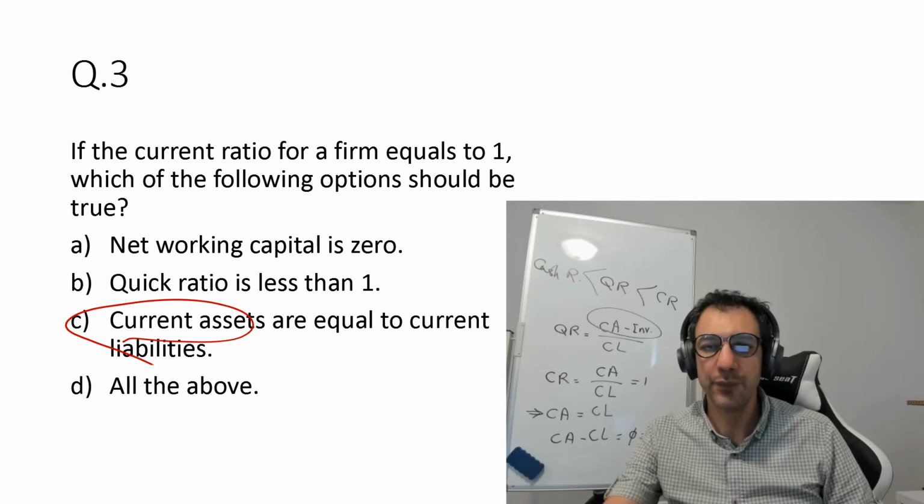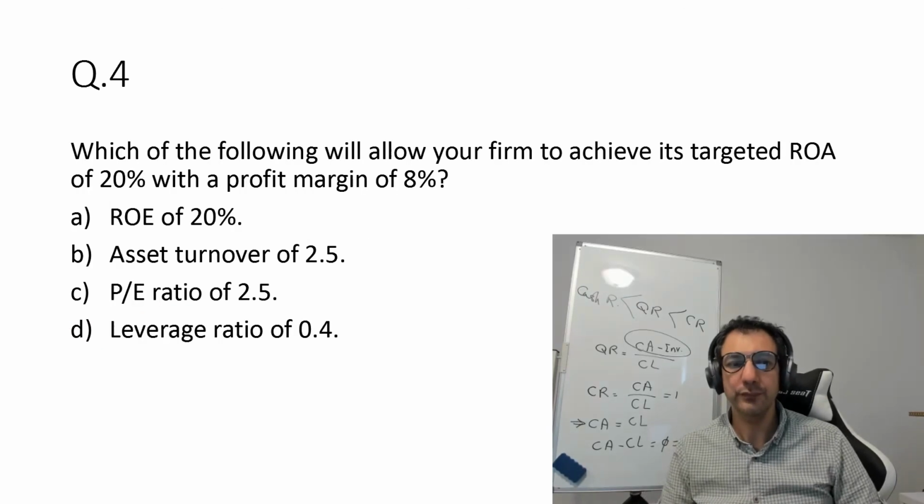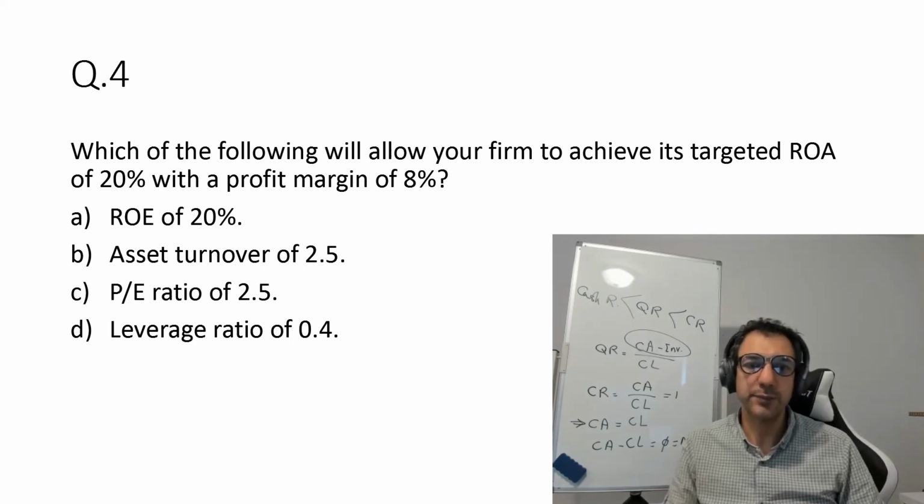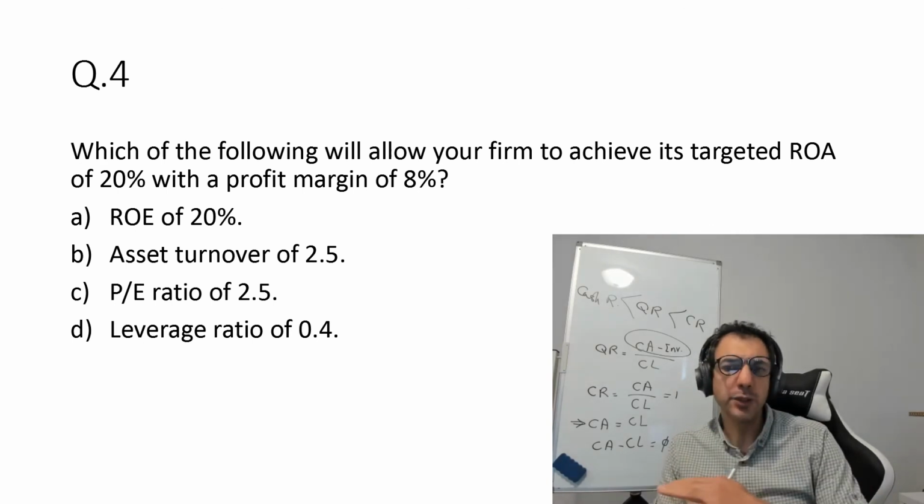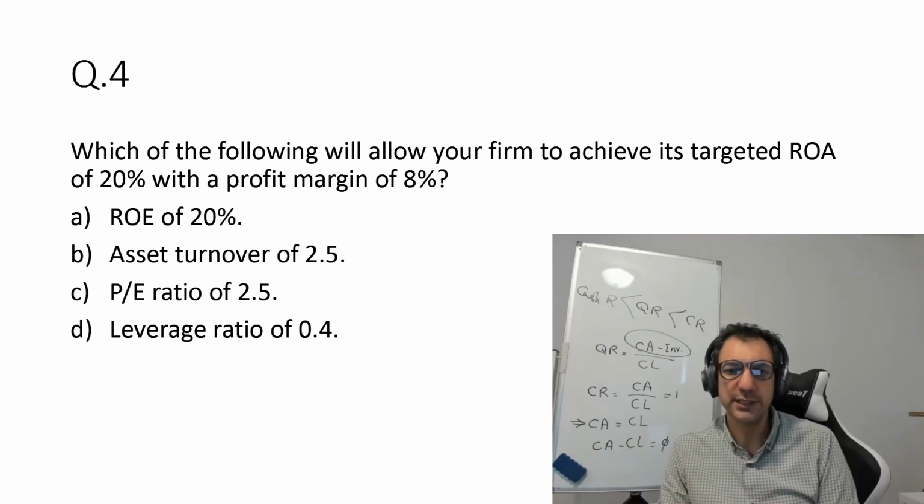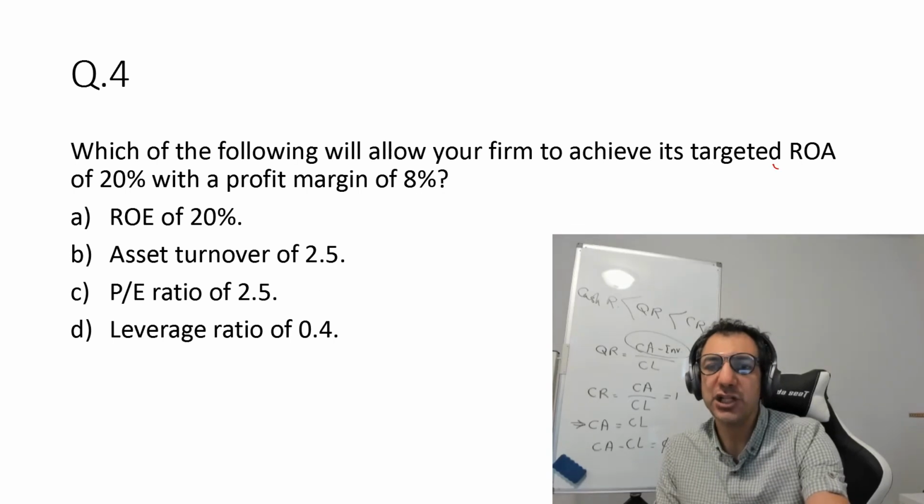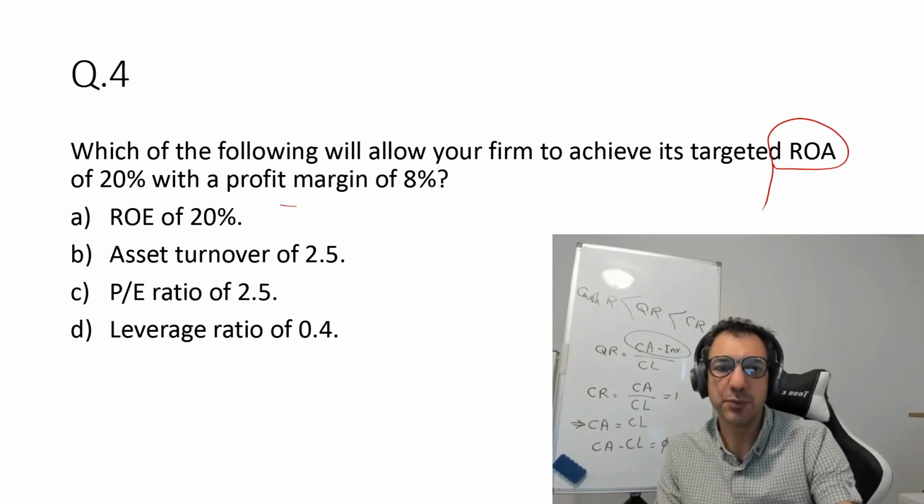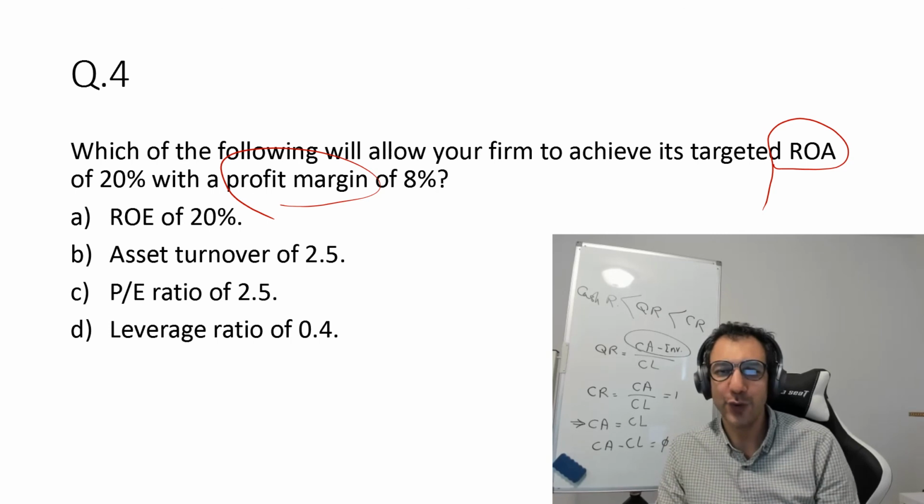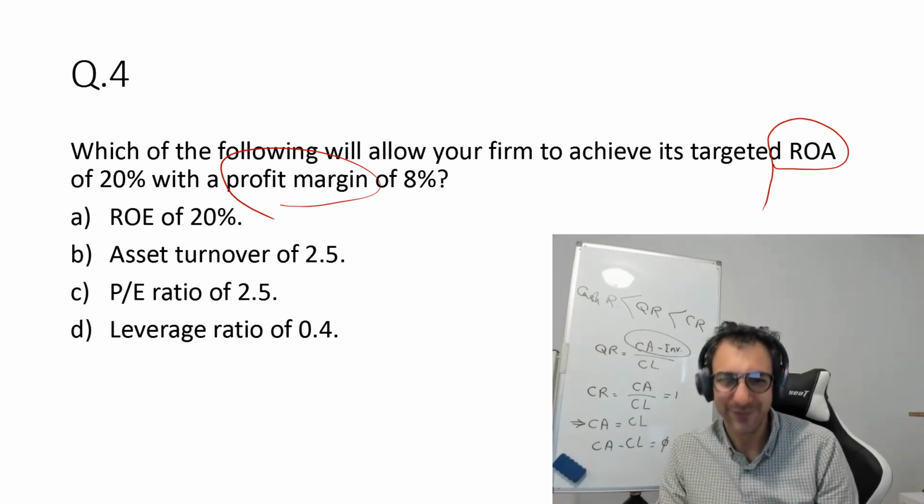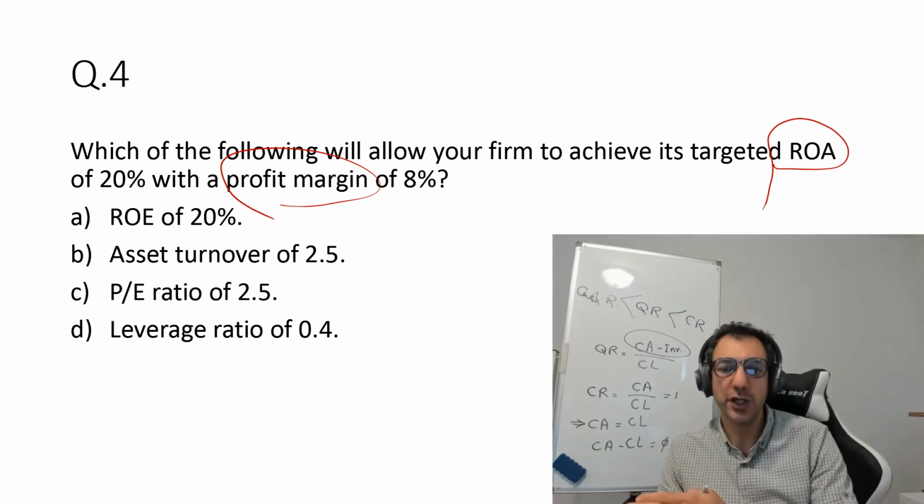Now let's look at the fourth question. Which of the following will allow your firm to achieve its targeted ROA of 20% with a profit margin of 8%? When we talked about the DuPont system or DuPont model, we mentioned that based on the two-stage or two-phase DuPont model, the ROA is determined by two factors. One is the profit margin, and the second factor was asset turnover. So if you multiply the profit margin by asset turnover, you will be able to find the ROA.